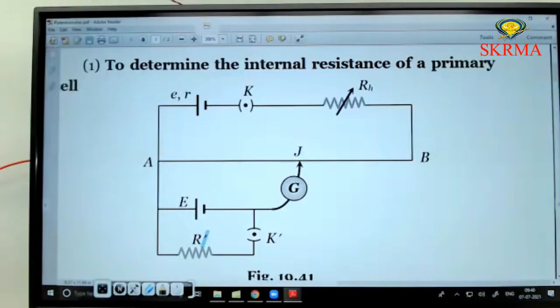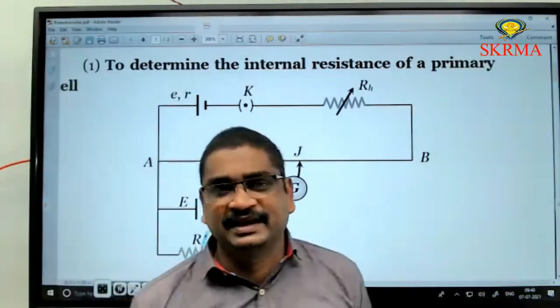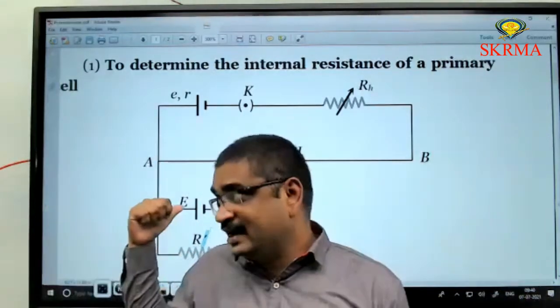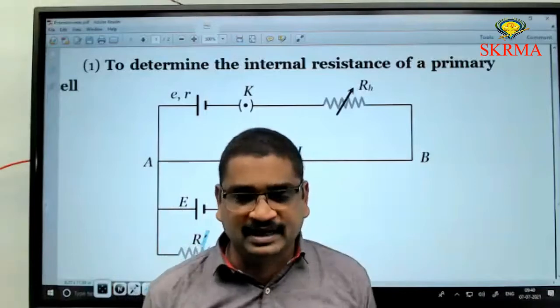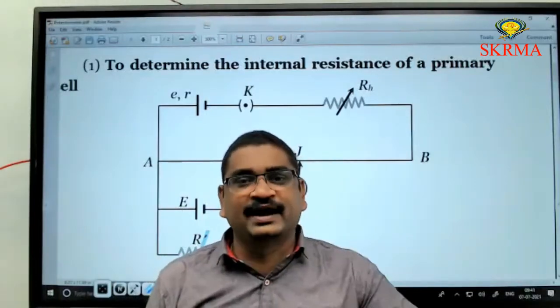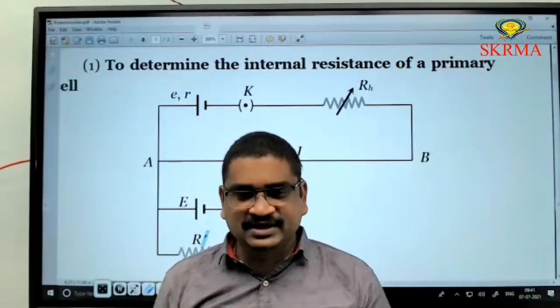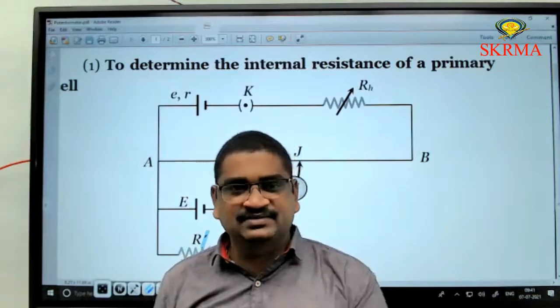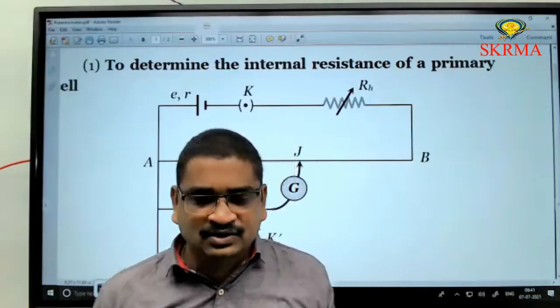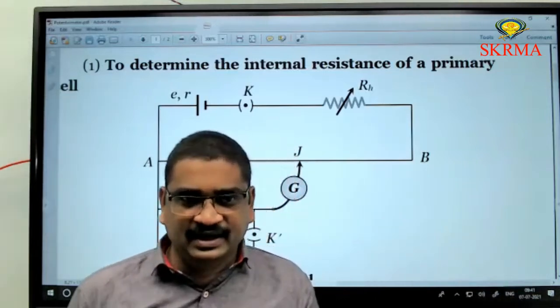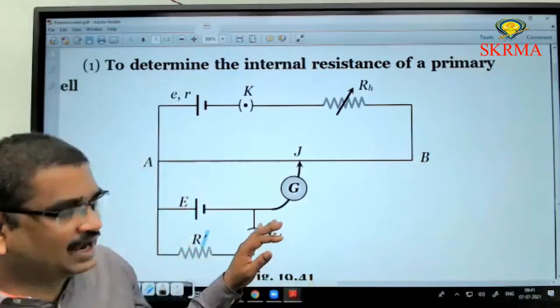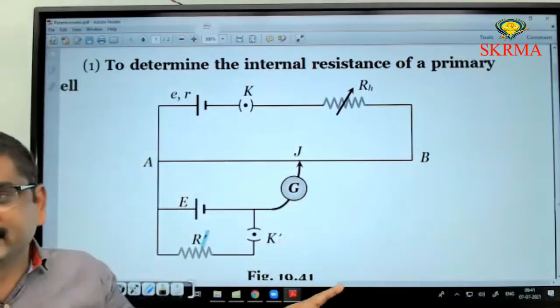One more point in this case: the length of the wire is more than 1 meter. That means you may get readings of more than 100 centimeters. Sometimes it is 3 meters, sometimes we can take a 5 meter wire also. Based on the potentiometer arrangement, the wire length will change. It is not fixed, but in a meter bridge it is fixed at 1 meter only.